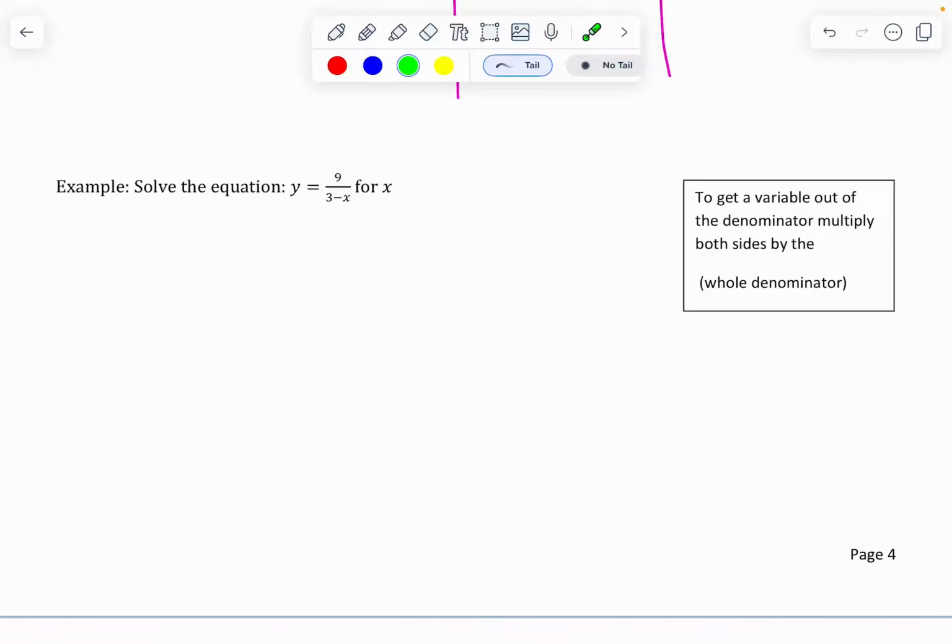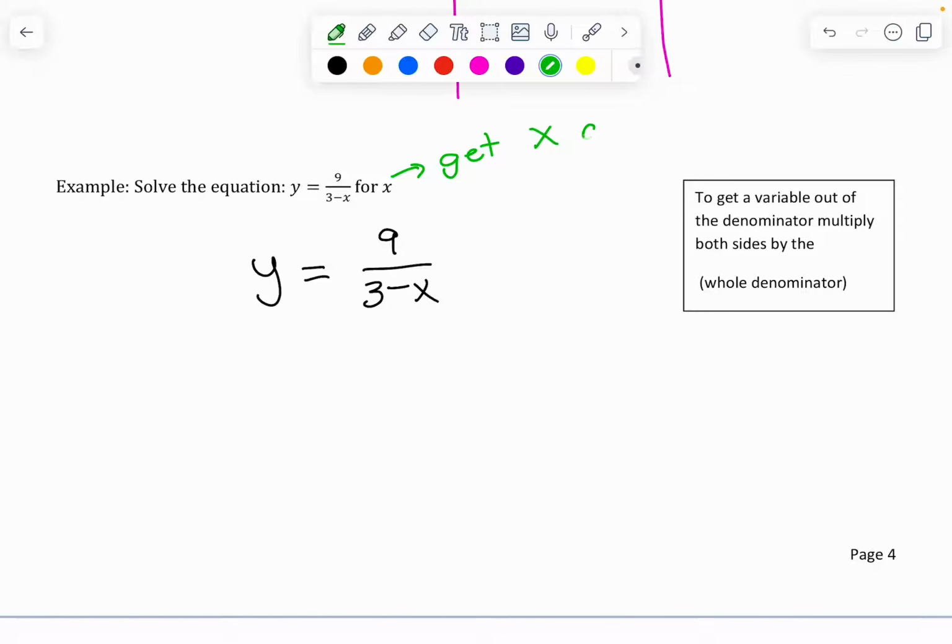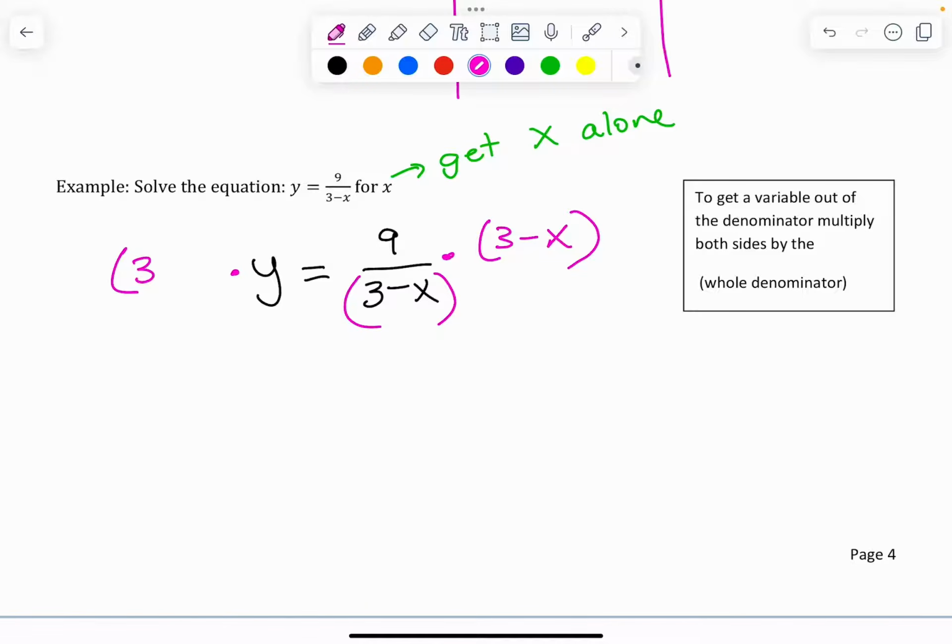So the next one says, to get the variable out of the denominator, multiply both sides by the whole denominator in parentheses, so then we don't forget to distribute. So we're going to take this equation. We've got this x on the bottom, and we're supposed to get x alone. So we're going to take this whole denominator and we are going to multiply by 3 minus x on the right, and we're going to multiply by 3 minus x on the left.